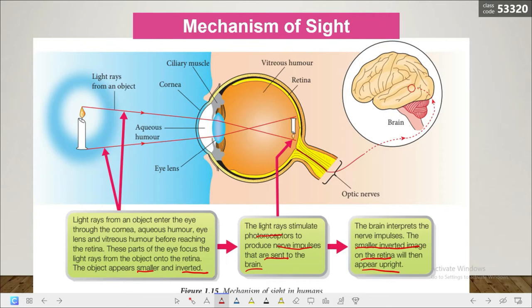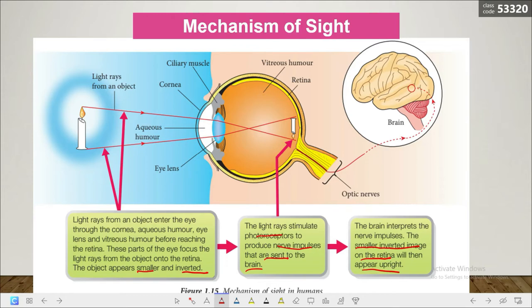So it has to start with the stimulus. The stimulus here is the light coming from the candle there. It will reach the cornea, then go to the aqueous humor, the eye lens, and the vitreous humor, then reach the retina. The photoreceptor inside the retina will be stimulated to produce the impulse. Then the impulse will be sent to the brain and the brain will interpret what it sees.